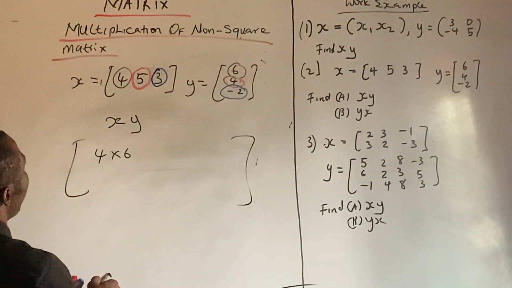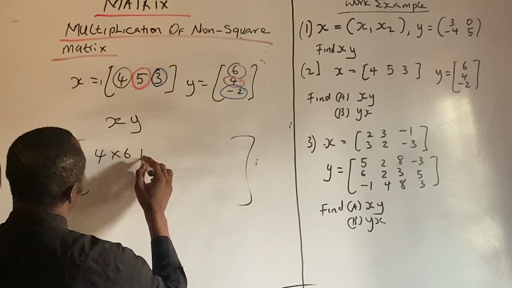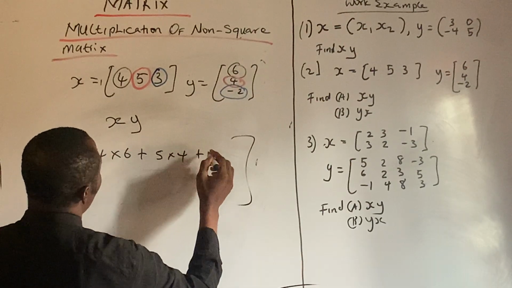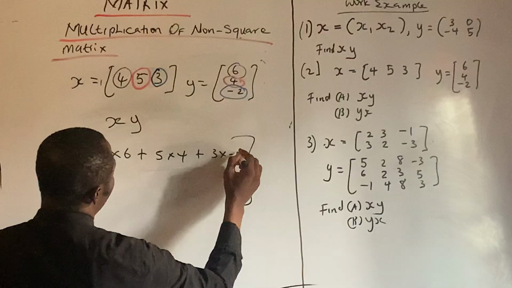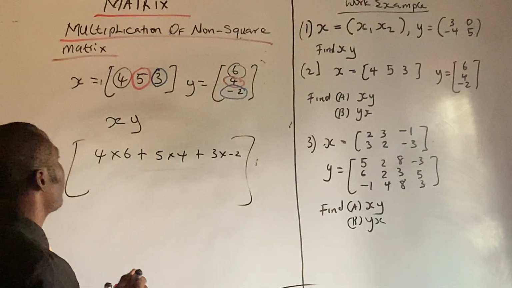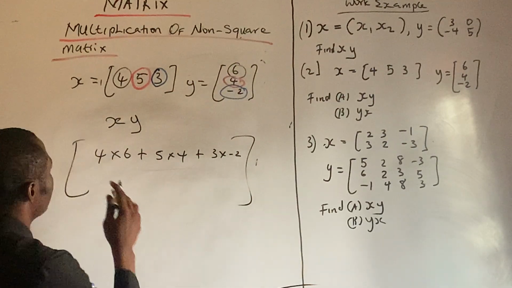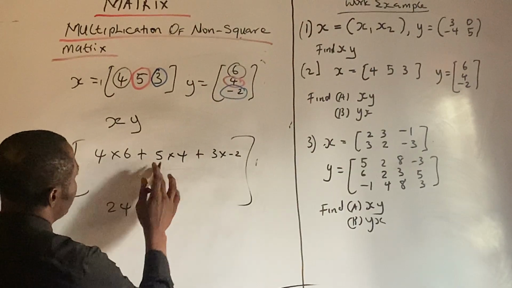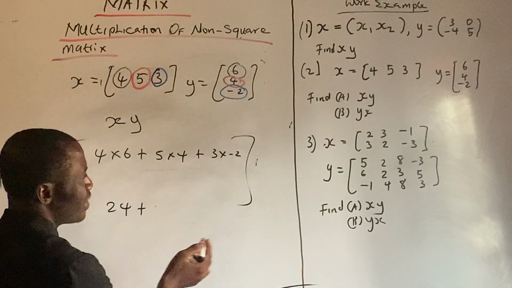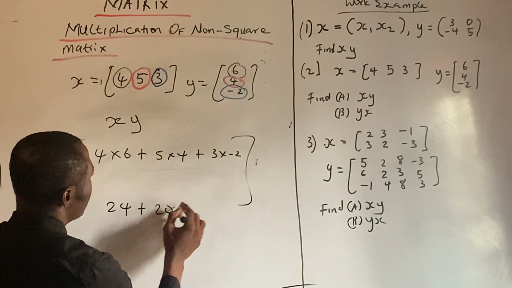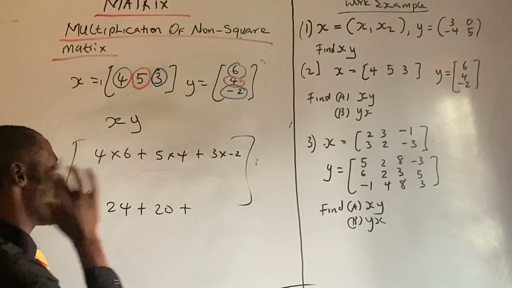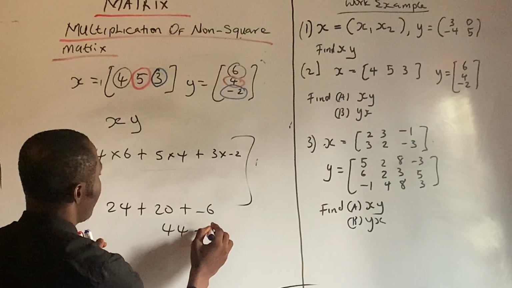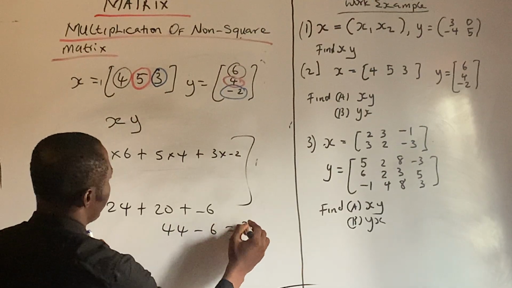All right. So now what do we have again? Plus 5 times 4 plus 3 times minus 2. If we have that, all we're going to have is this times this, that is 24, plus this times this, that is 5 times 4, that is 20, plus 3 times minus 2, that is minus 6, and this will give me 44. 44 minus 6 will give me 38.